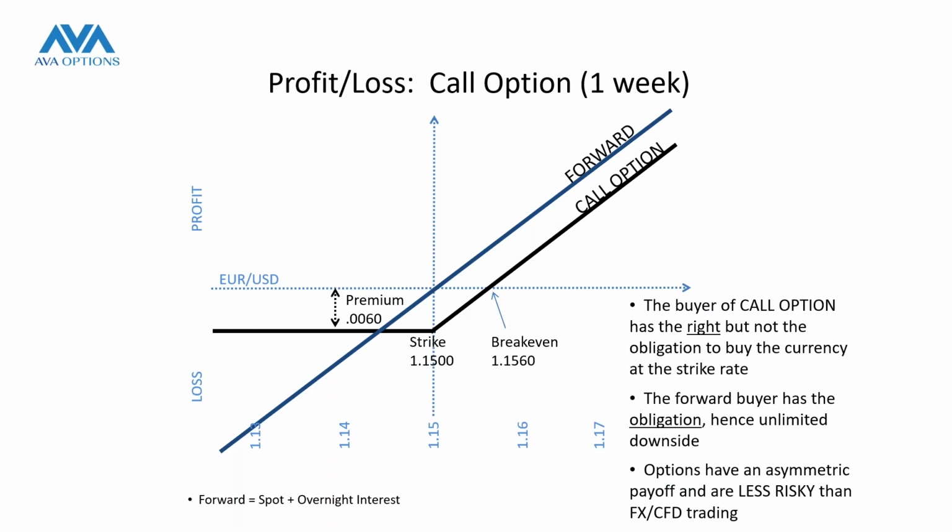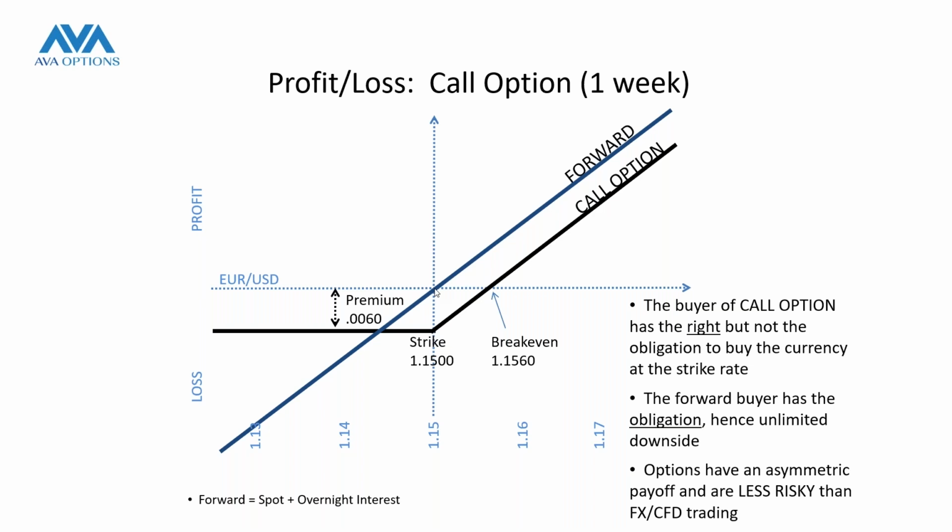Here's an example with numbers. Let's say euro-dollar in the center of this picture is trading at 115. If the market moves higher to 117, in the spot trade, you're going to make 2 points or 200 pips. And on the downside, you're going to lose 200 pips if it drops to 113. If you buy an option for, let's say, a week, it might cost you 60 pips. So if you buy a call at 115, which means you have the right to buy at 115, it's going to cost you 60 pips.